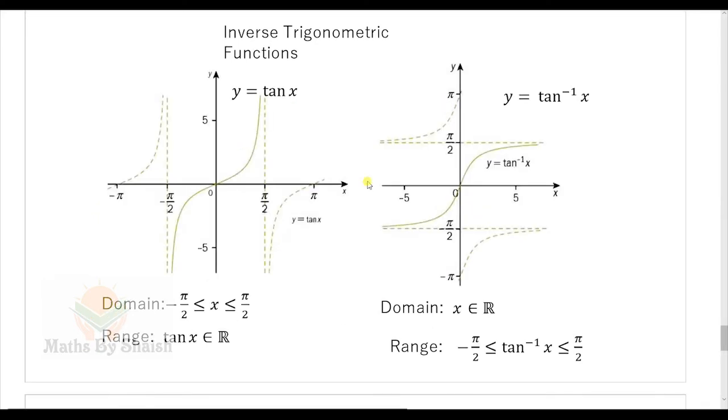And here is the last one, tan x. For tan x, you can see it is from minus pi by 2 to pi by 2. It is of course a one-one function, so that's why the inverse of this function is defined.